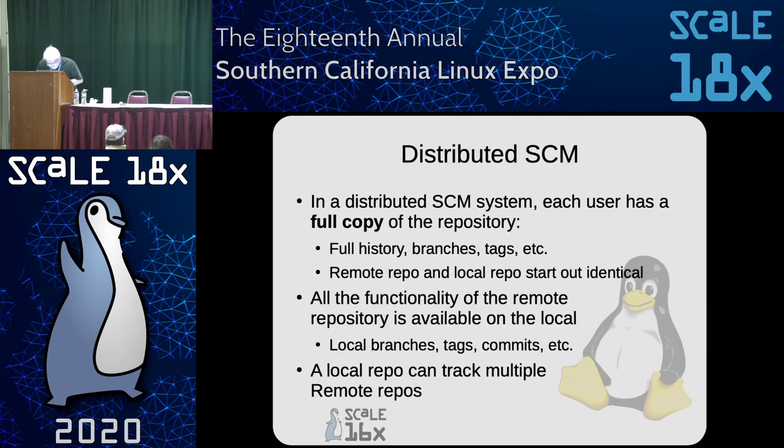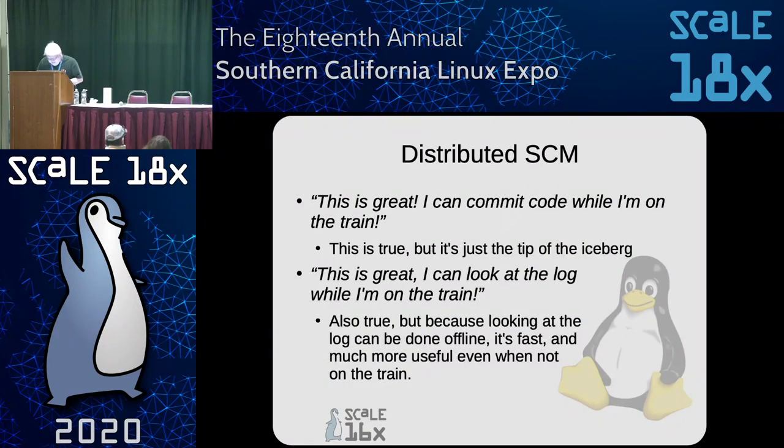Now, distributed SCM. It's a distributed system where each user has a full copy of the repository, including all the history, tags, branches, the whole enchilada. When you clone from the remote repository, both the remote and your new clone start out identical. All the functionality of the remote repository is available on the local repository. You can make local branches, you can tag stuff locally, you can commit stuff locally, and so on and so forth. And a local repository can even track multiple remote repositories, which we'll get into more later.